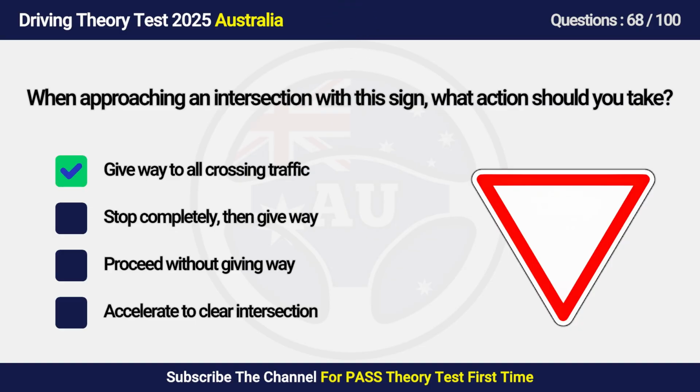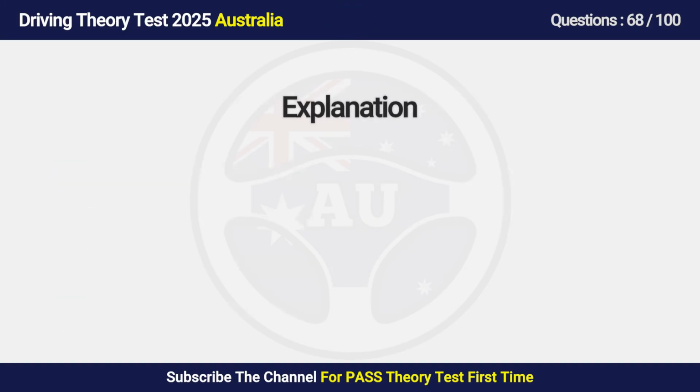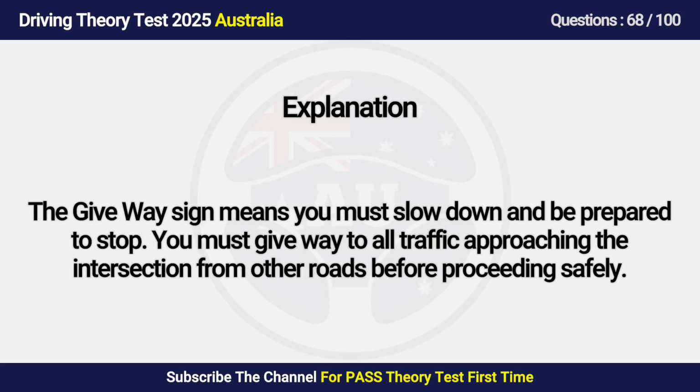Answer is A, give way to all crossing traffic. The give way sign means you must slow down and be prepared to stop. You must give way to all traffic approaching the intersection from other roads before proceeding safely.